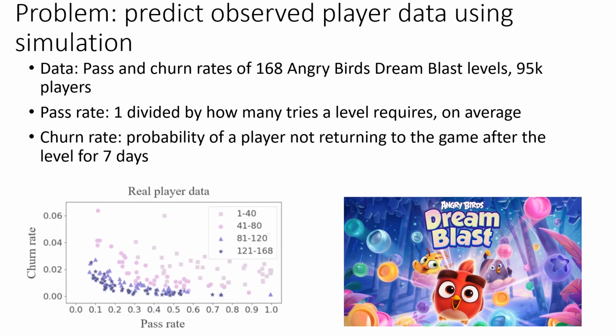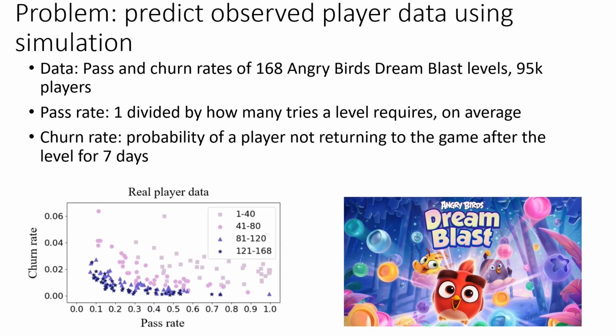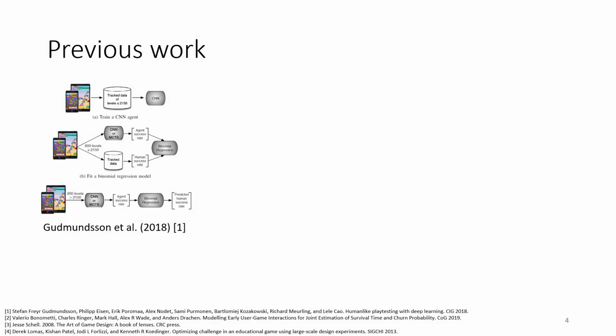At first glance, the data shows that pass rate is a predictor of churn rate, but the relation is nonlinear and changes dynamically over the levels. Our paper proposes a simulation model that explains this. Several researchers have applied AI agents in their games to estimate the difficulty of game levels or detect design flaws. They usually exploit human data or heuristics to create human-like agents. However, we concentrate on deep reinforcement learning that doesn't need any hand-coded heuristics or human player data.